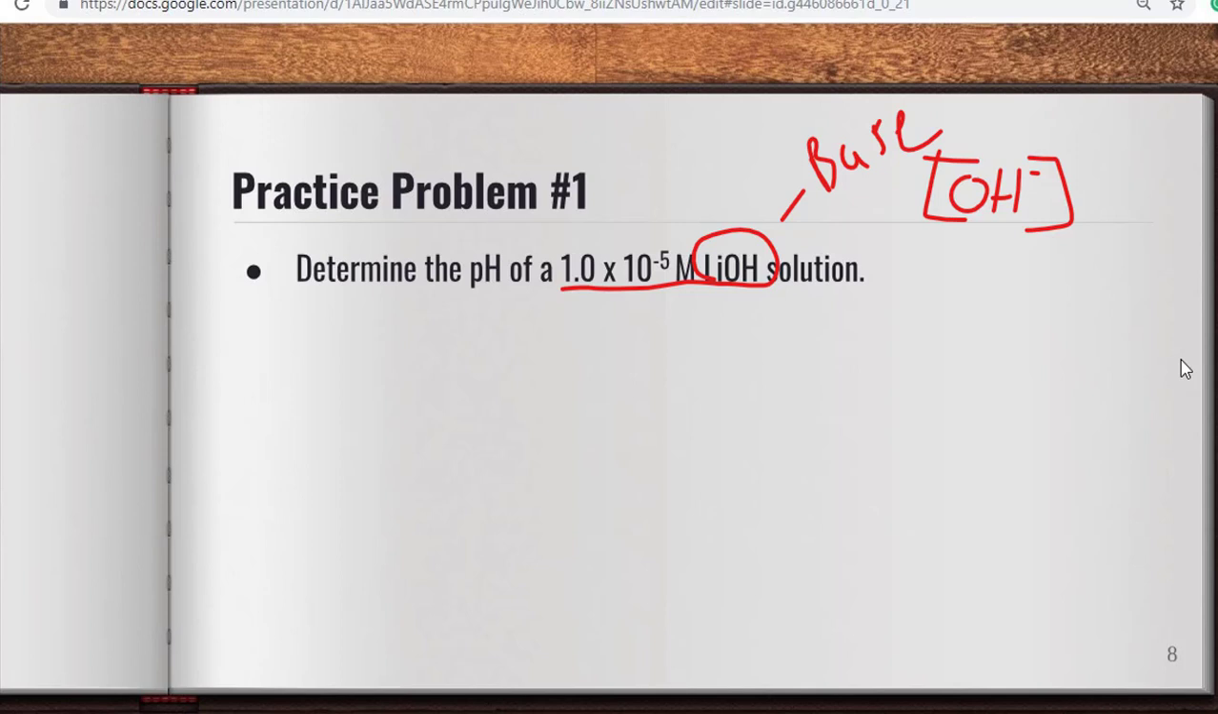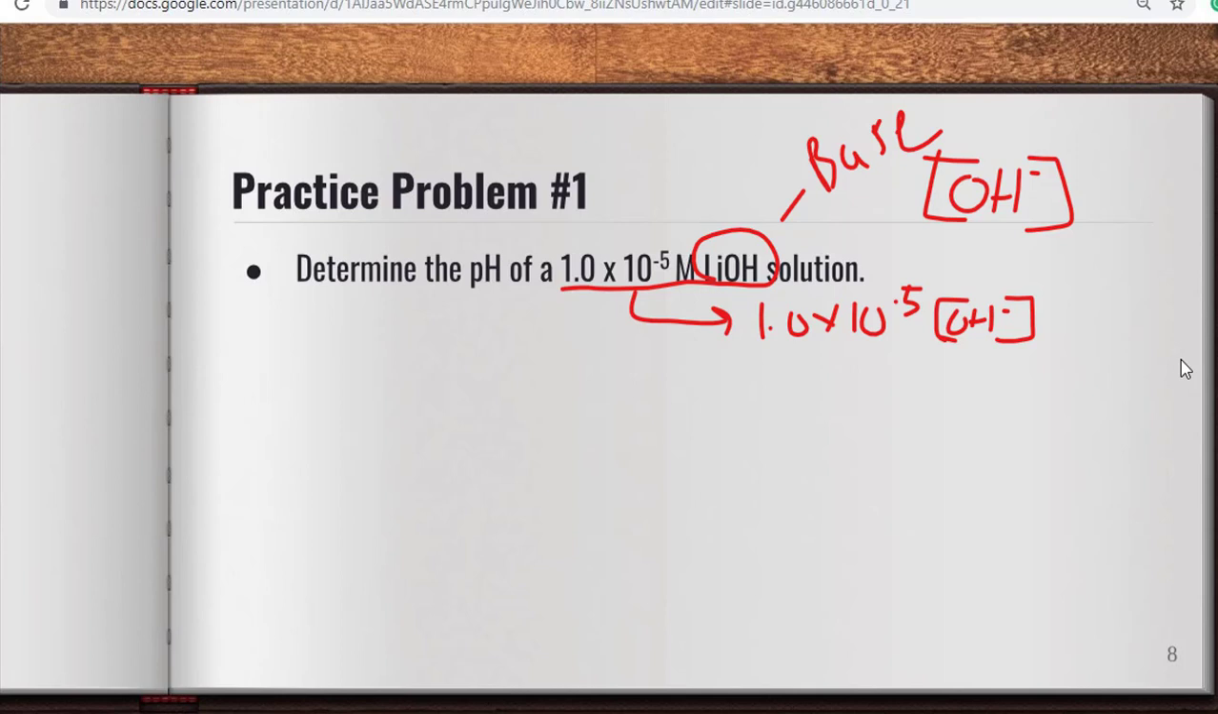Now, lithium hydroxide is a strong base, so what that means is that a 1.0 times 10 to the negative fifth molar solution of LiOH is the same as a 1.0 times 10 to the negative fifth molar OH minus solution. Keep that in mind, because it is a strong base, it completely dissociates and breaks apart, so the concentrations of those are the same.